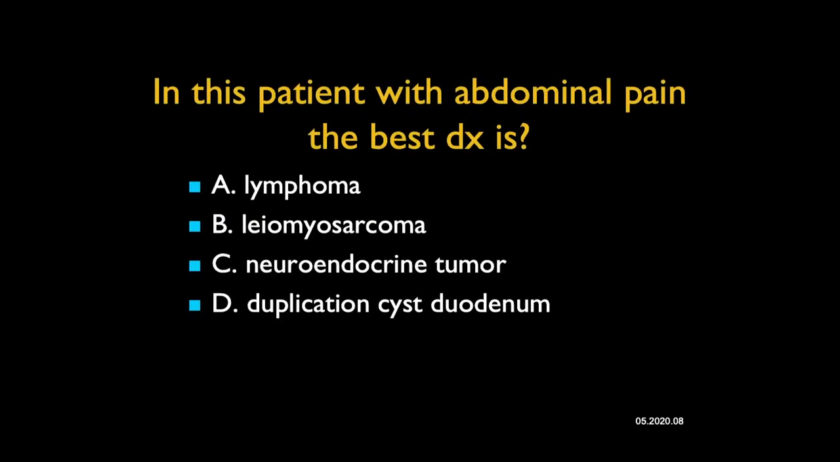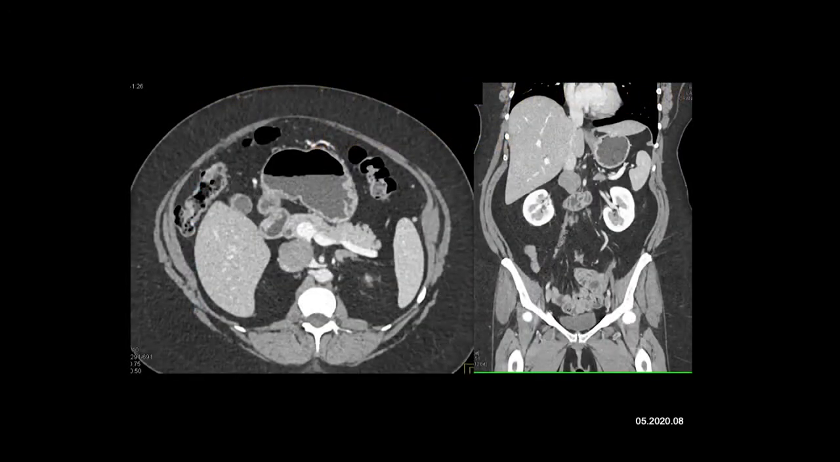This is a difficult case. Abdominal pain. You see a mass near the pancreas, but separate from the pancreas and inseparable from the IVC. I guess it could be lymphoma. Occasionally you have masses like this for lymphoma.